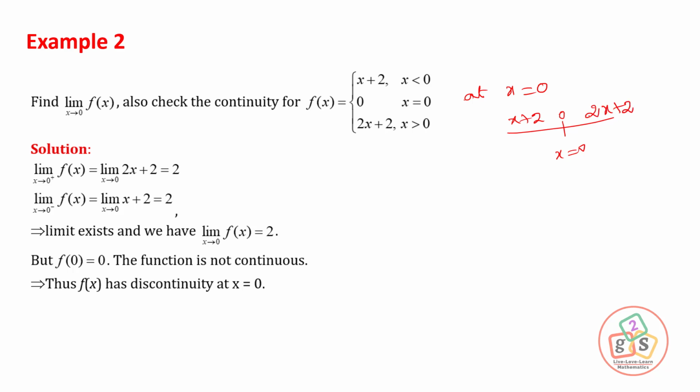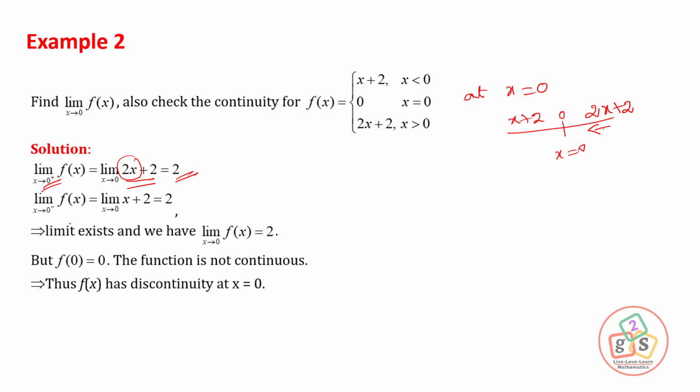Now the first thing is to find out the right hand limit or left hand limit. So here we have the right hand limit, x tends to 0 plus of f of x, equivalent to the limit as x tends to 0. What about the right hand side? What is the function? 2x plus 2. So we can substitute x is equal to 0 in 2x plus 2. This term becomes 0 plus 2, so we get only 2.